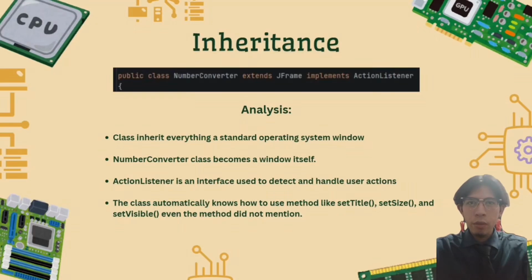In this project, we have inheritance. The class inherits everything from JFrame, a standard operating system window in Java, and it is important to object-oriented programming. The class NumberConverter inherits from JFrame so it will be a desktop window application, which is the name of our project. Next, implements ActionListener is an interface used to detect and handle user actions. It lets the class automatically know how to use methods like setTitle, setSize, and setVisible, even if the methods are not mentioned.